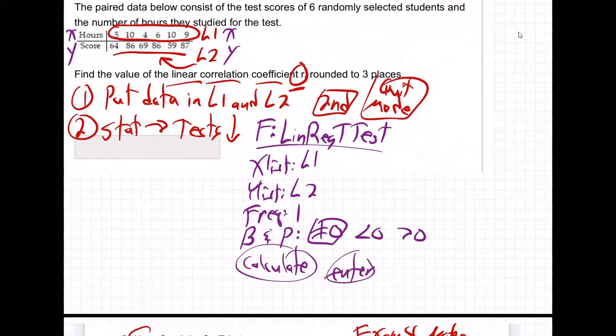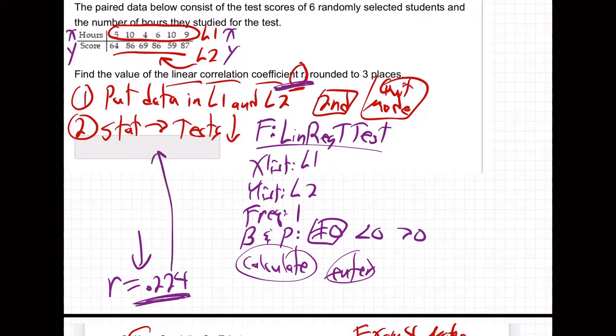And I'll do that as well. And when I do, you just go down, down, down, down on your calculator, and you'll find at the very bottom R. I got 0.224. That's the R value. And there we go. That's all they want, the value of R. Put that in the box, rounded to 3 places. There we go.